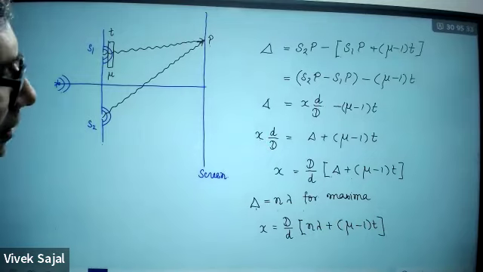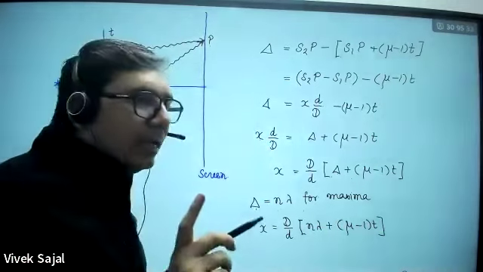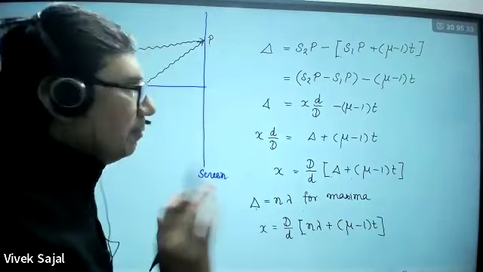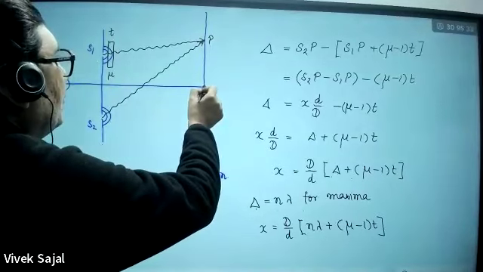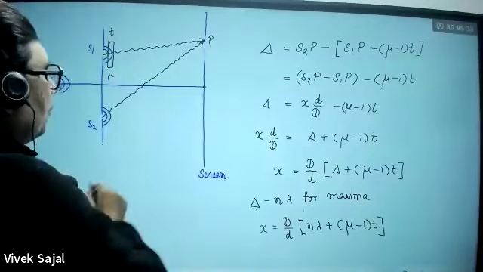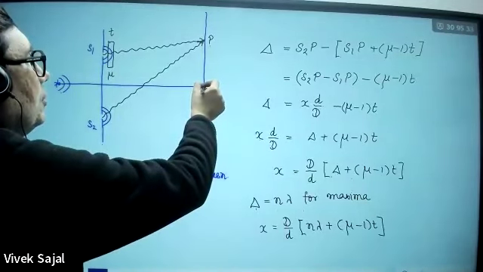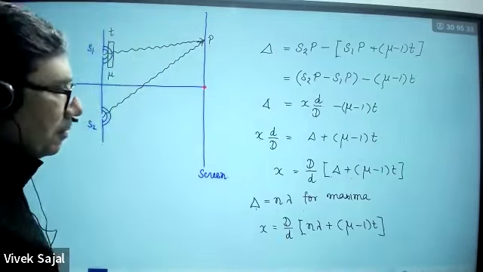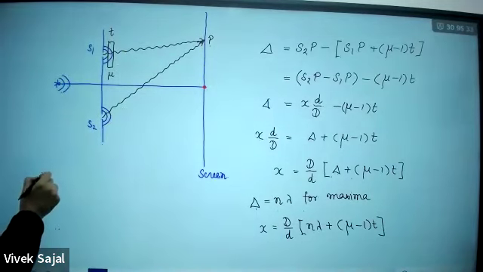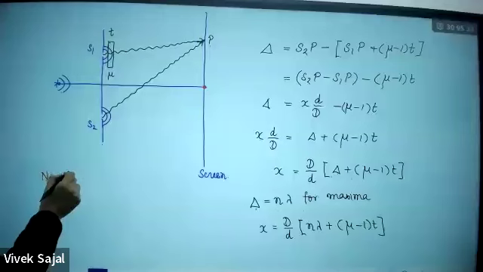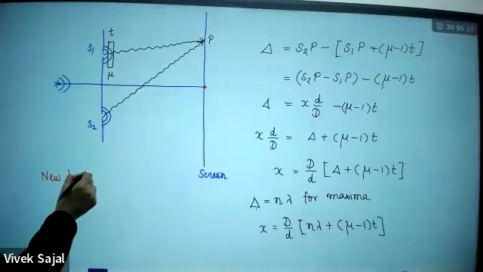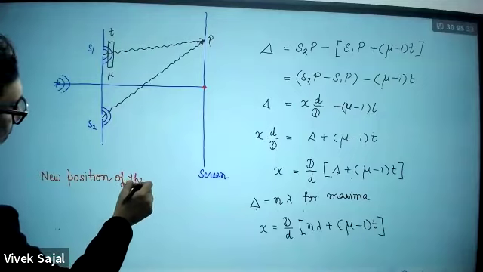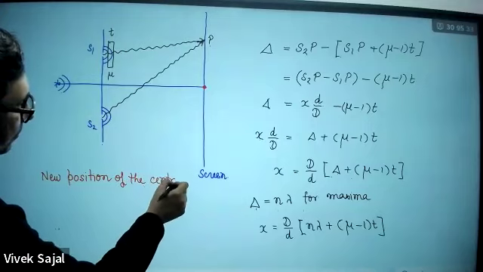So where was the n equal to 0 fringe? When there was no glass plate, you had that fringe here. So in the absence of the glass plate, this was the position of the central maxima. Now where will be the position of the central maxima? So I'm writing here: new position of the central maxima.